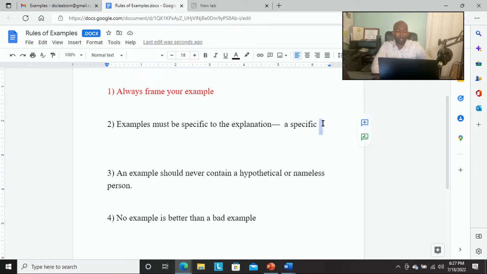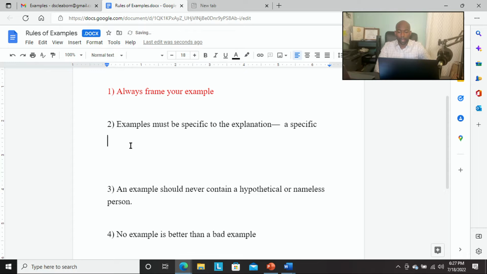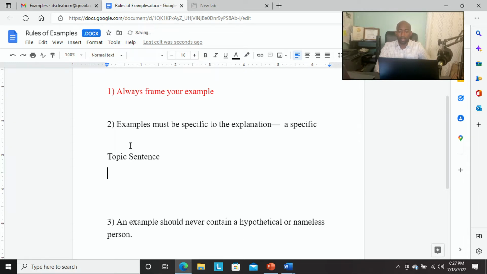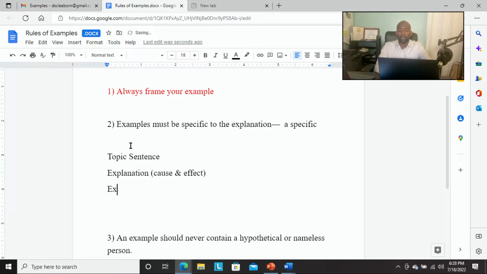The second principle here is probably the main thing to remember, which is that examples must be specific to the explanation. As I said, the example is not a replacement for the explanation. It's an illustration of something that you stated in the explanation. Okay, so when you're writing a body paragraph, you have a topic sentence, which is the main idea. Then you have the explanation, which could include cause and effect or just any kind of explanation of your topic sentence. And then if you want, you can have an example. That's about how I show what can go into a good body paragraph.